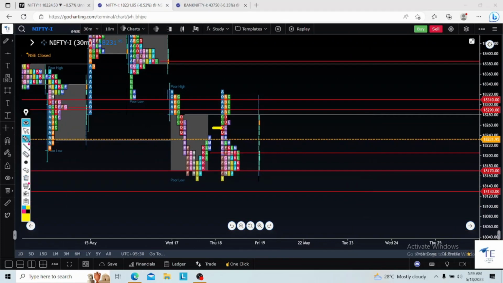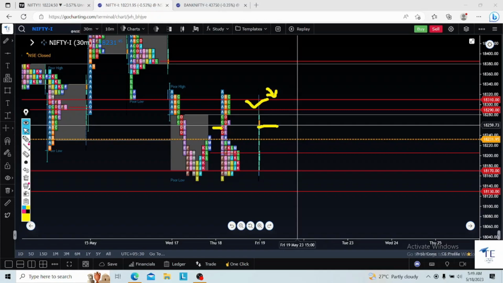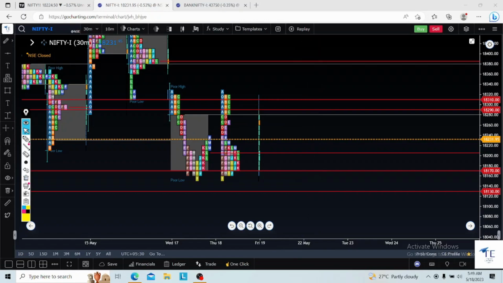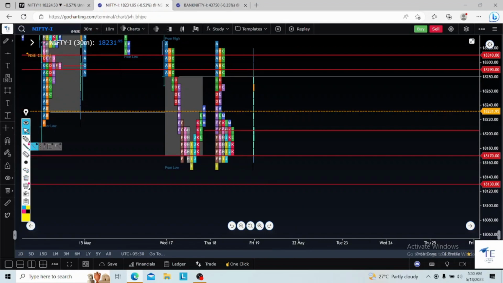If the market opens inside the value area, as we discussed, or opens above the value area and above this 310 also, you can look for a CE with a small SL. Below this level you can put a SL, that means 18,260. Below that you can put a SL and go for a CE. If the market opens gap down, that means in this zone, you go for a PE. Why? Because this is a rally high.